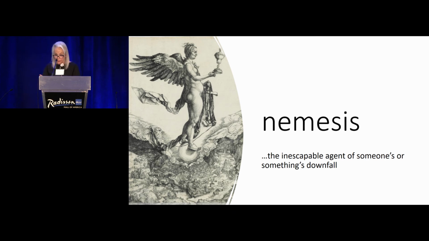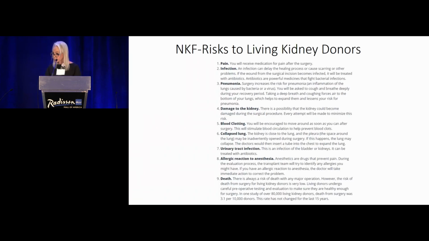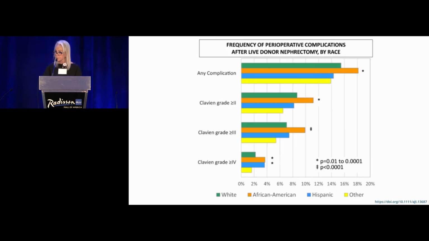But if I were to look at some data, you can go to the NKF, and there is a laundry list of all the bad things that can happen to you. You can have pneumonia, someone could hurt your kidney on its way out, you can have a collapsed lung, you can die. Those things are listed, but they weren't so meaningful. In fact, I ignored it. I didn't look at any of that information. You don't look at that information when you're trying to help another person.